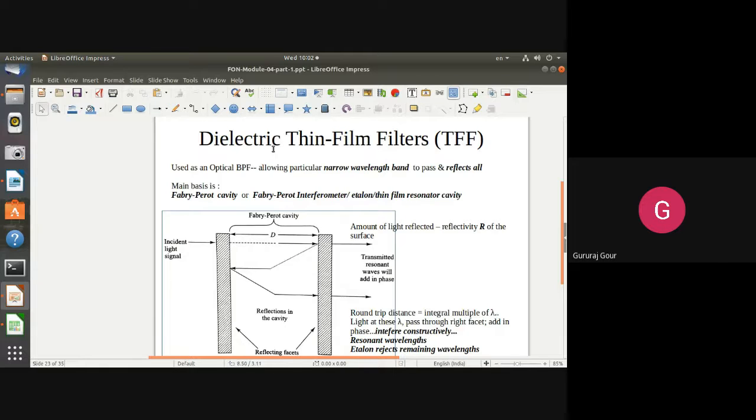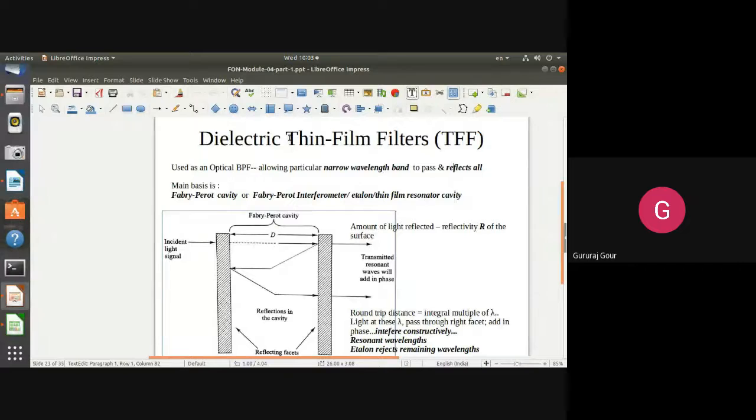Today we'll be having these thin film filters. It is an optical band pass filter, which allows a specific narrow wavelength to pass and reflects the remaining wavelengths. It is mainly made from the Fabry-Perot cavity or Fabry-Perot interferometer concept, and that's why it is also known as an etalon or thin film resonator cavity, because the Fabry-Perot interferometer acts like a cavity resonator.